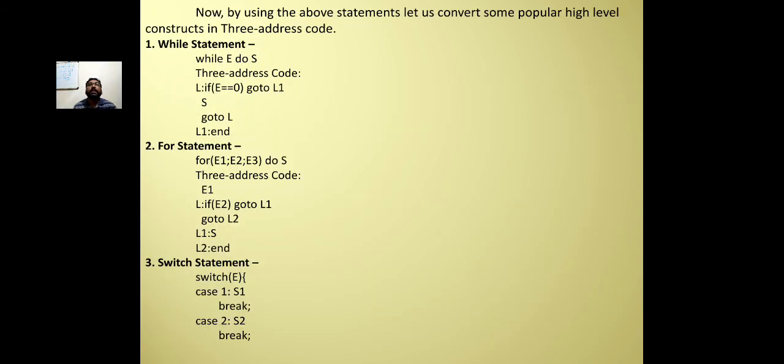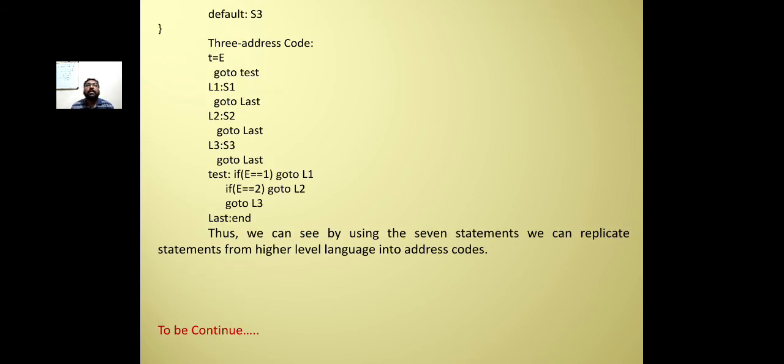Now, by using the above statements, you can convert some popular high level constructs into three address code: while statement, for statement, switch statement, and thus we can see that by using the seven statements we can replicate statements from a higher level language into three address code. To be continued in the second part.